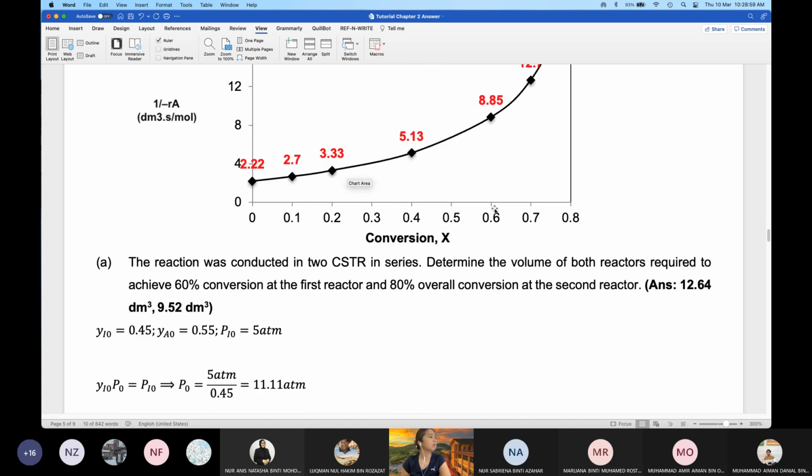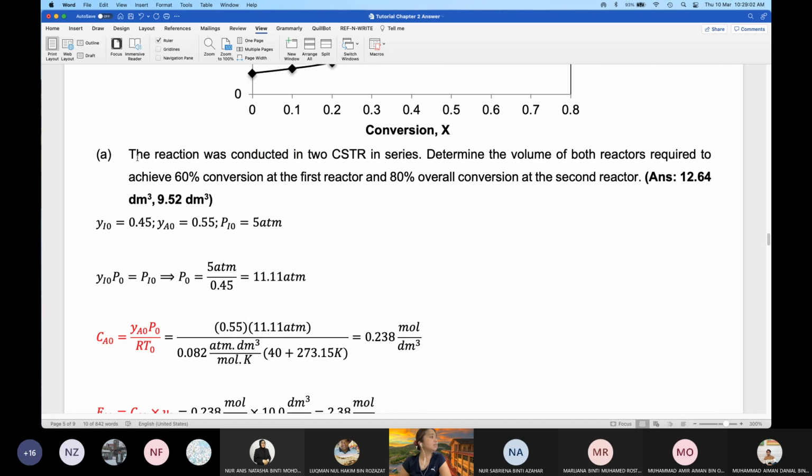Right. Next. The reaction was conducted in 2 CSTR in series. Determine the volume of both reactors required to achieve 60% conversion at the first reactor and 80% conversion at the second reactor. Dia kata kita run this in a CSTR. Dia nak kita cari volume, okay, and they say X1 0.6, X2 0.8. They want us to find the volume.